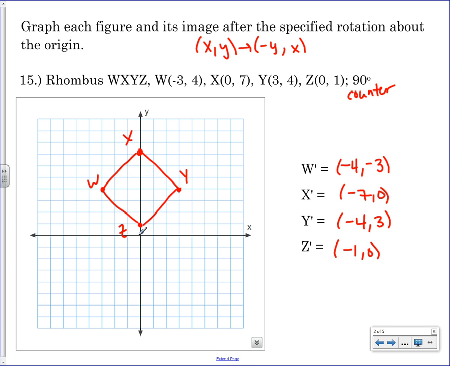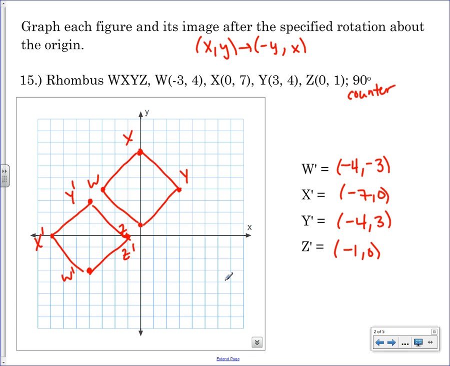So -4, -3 is going to be left 4, down 3, W prime. -7, 0, 1, 2, 3, 4, 5, 6, 7. X prime, -4, 3, Y prime, 3, and -1, 0, Z prime. So again, be careful with your zeros. A lot of people tend to mess those up still.